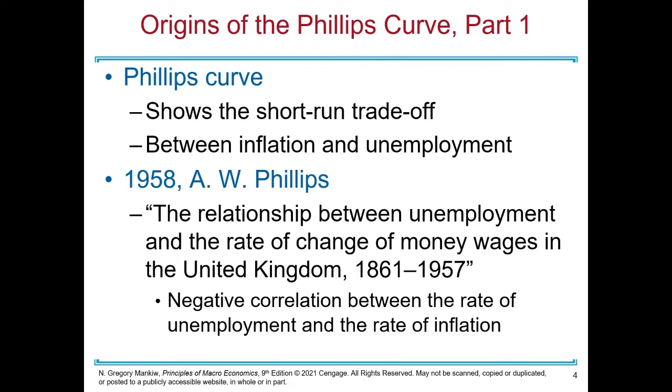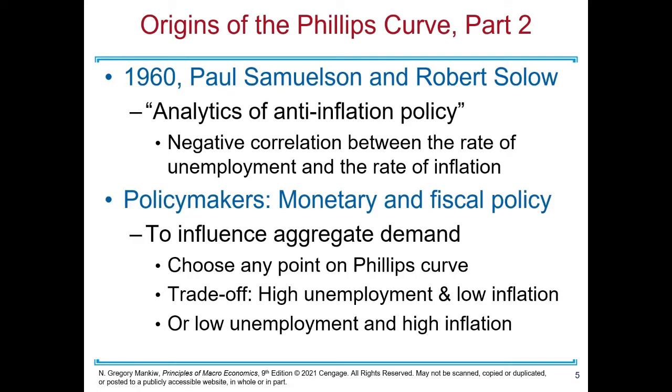In 1958, A.W. Phillips became famous for publishing his paper, The Relationship Between Unemployment and the Rate of Change of Money Wages in the United Kingdom from 1861 to 1957. In this, Phillips showed a negative correlation between the rate of unemployment and the rate of inflation. The papers that followed looked for this correlation in other countries, not just the United Kingdom. They found the same results and backed this relationship. They also dubbed this relationship, or this curve, the Phillips curve.